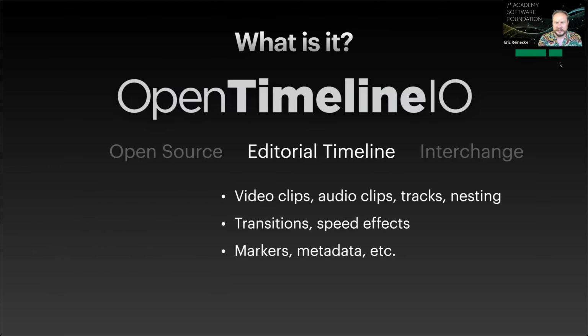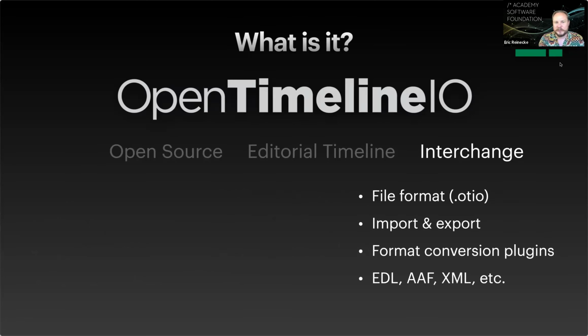OTIO's data model deals with all the typical timeline structures seen in video or audio editing applications, and all those concepts should feel familiar to editorial timeline users. OTIO's data is saved in an OTIO file, so that's the interchange part, or the IO part. Users can import OTIO from many applications. And for applications that don't yet support OTIO, we offer file format conversion plugins for the common ones.